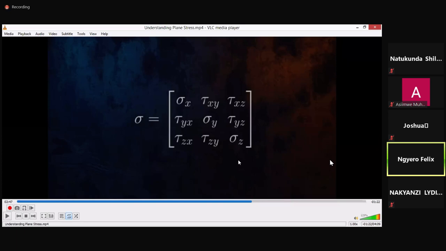So why they become six is because some of them are the same. Like tau xy and tau yx, these are the same. In one of the past lectures, we showed that on a stress element, like the element of pure shear with shear stresses on all the faces, tau xy is equal to tau yx. And also tau xz is equal to tau zx, and tau yz equals tau zy. So this reduces to six unique stress components.